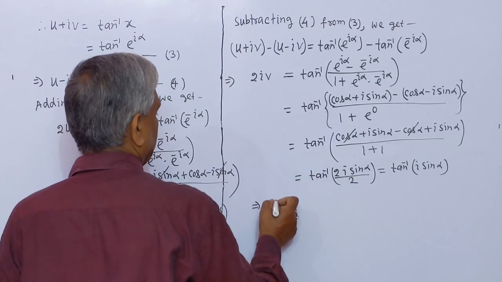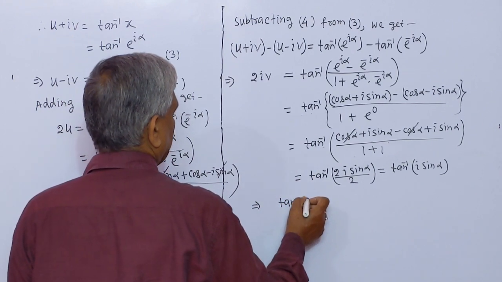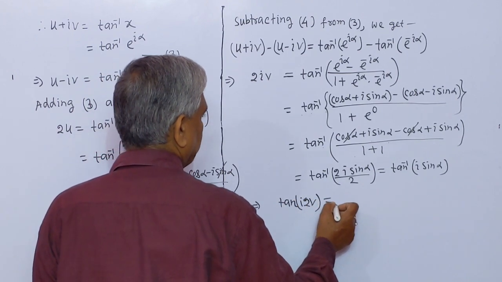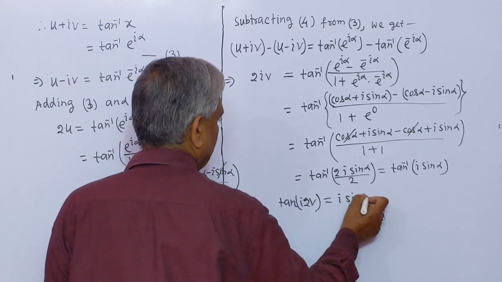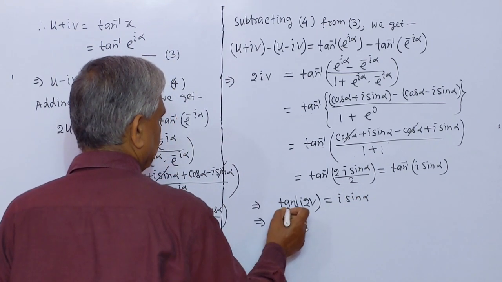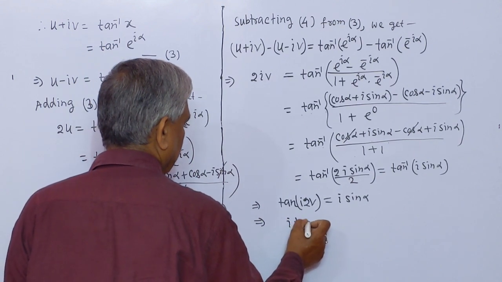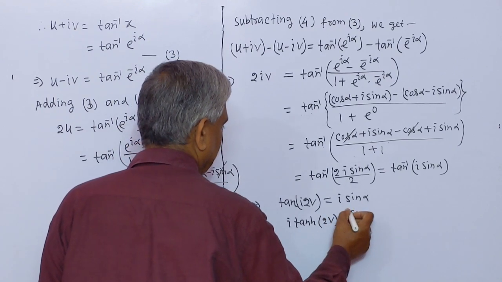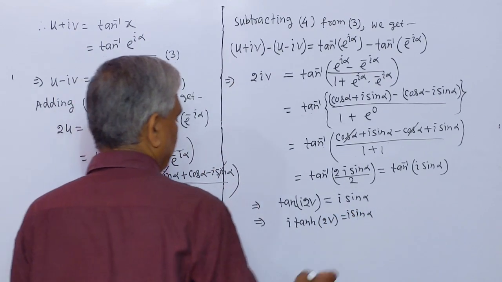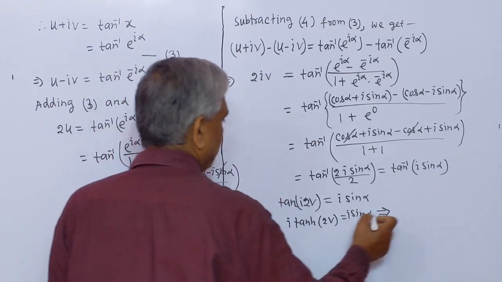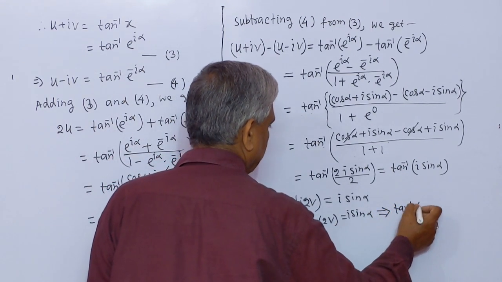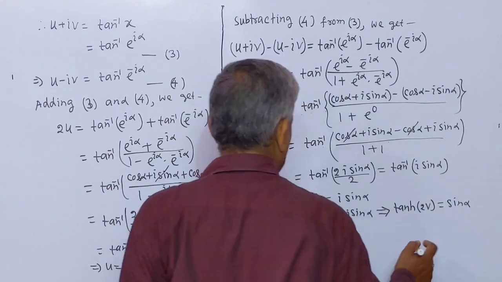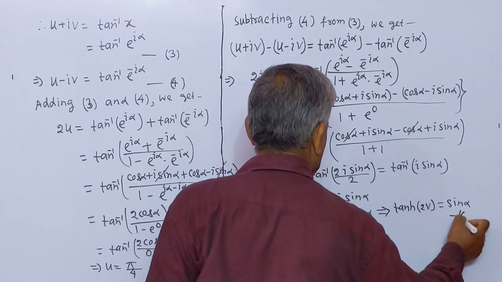Implies that tan of 2iv equal to i sin alpha, implies that this is i tan hyperbolic 2v equal to i sin alpha, implies that i cancels, tan hyperbolic 2v equal to sin alpha. This is number 6.